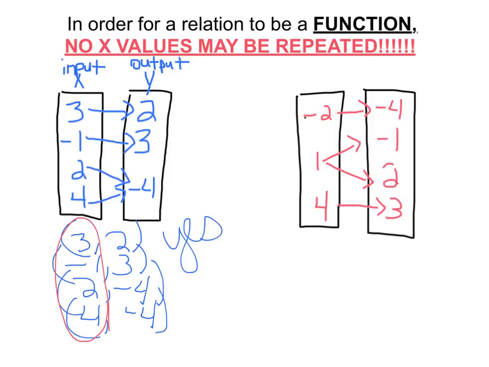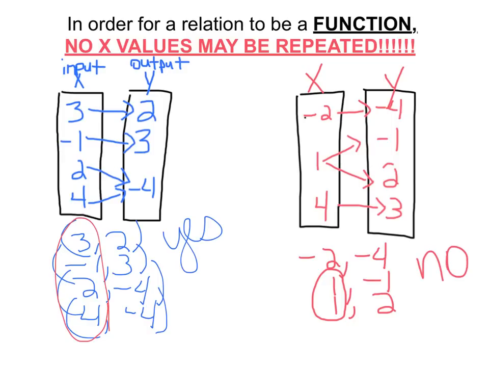However, when we look at the second set of data here, we have our x values in the left column and the y values in the right column, and if we were to write those as ordered pairs, we would have -2, -4, we'd have 1, -1, and 1 is also paired with 2. And we don't even have to go any further because right there we see, okay, the x value was used twice. The same x value was used twice. So immediately we say, no, this is not a function. In a function, no x values may be repeated. That's important business right there.